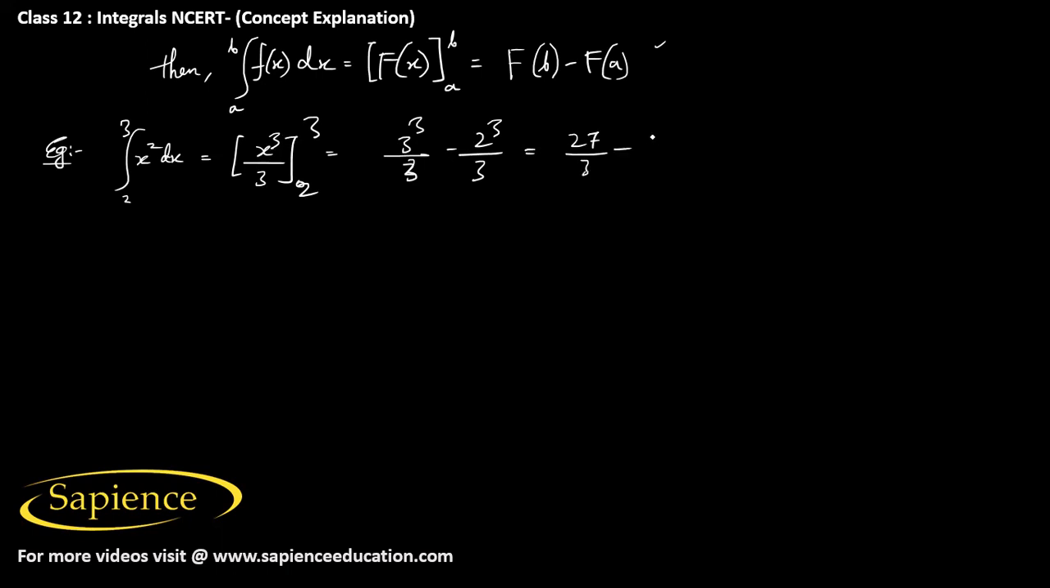So that will be equal to 27 by 3 minus 8 by 3. So this will be equal to 19 by 3. So this is the answer.